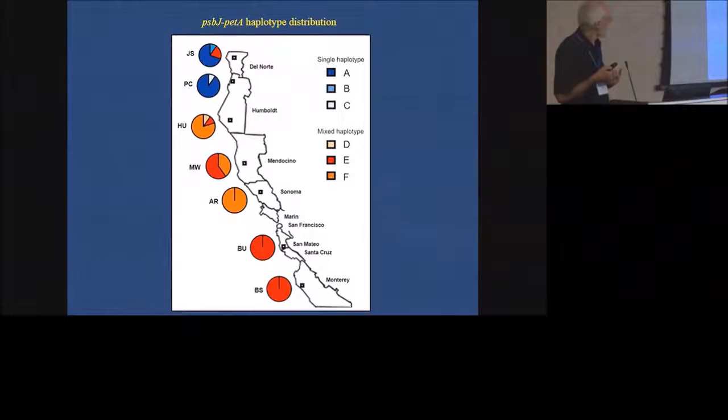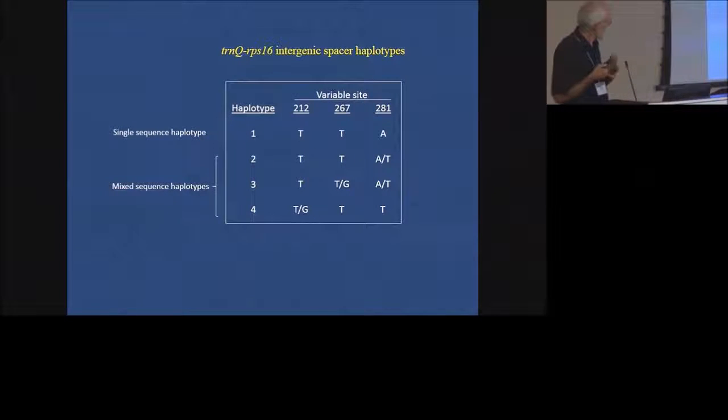Now, I then went to the next spacer, the next locus, and I found one single sequence haplotype, haplotype 1, and then I found 3 mixed sequence haplotypes. You can see here with the single sequence haplotype, you get one nice base at that position, but you look at the same position in the other mixed sequence haplotypes, and you get an A and a T together. So again, it's like there are 2 templates being sequenced.